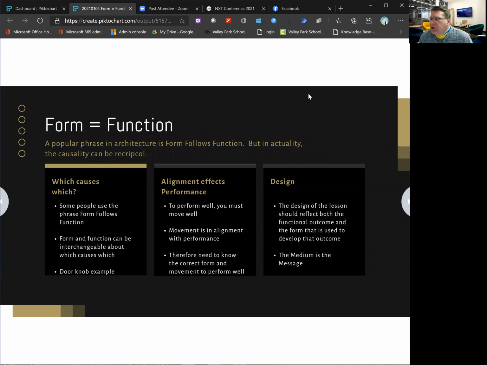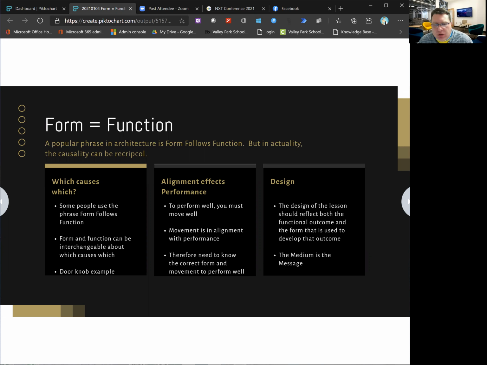So form equals function. A traditional architecture phrase is form follows function, but in actuality, there's not really a cause-effect relationship where form follows function, because function can follow form as well. So it can be interchangeable as you go through that.